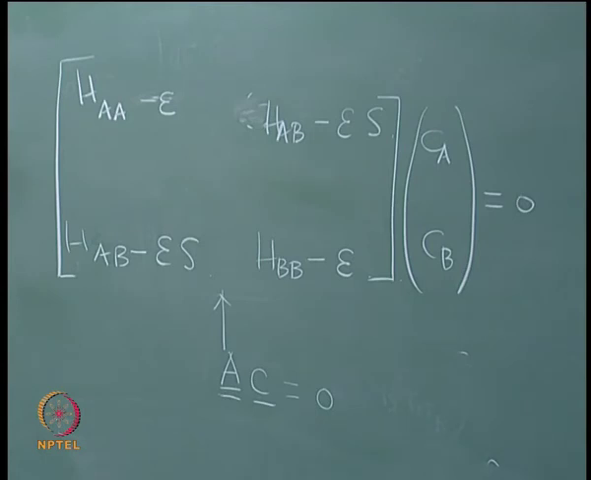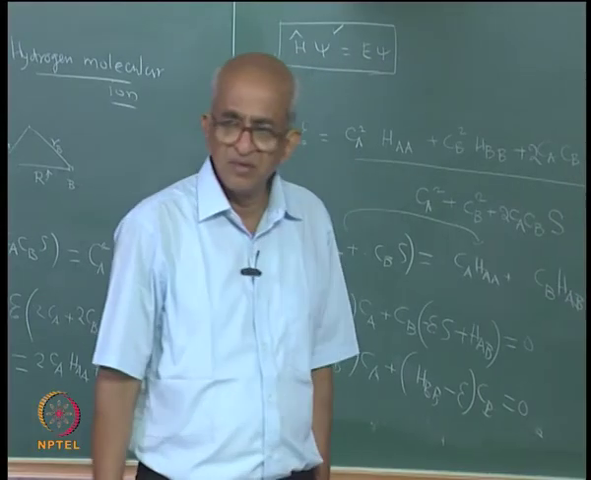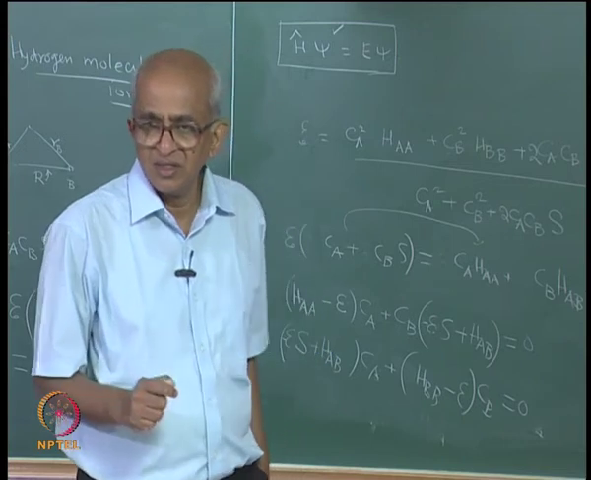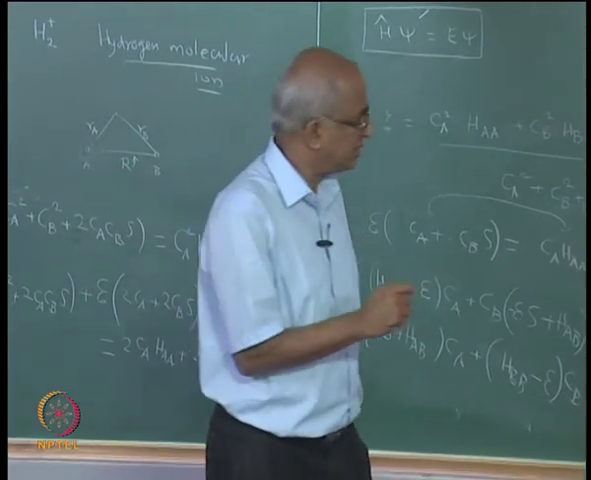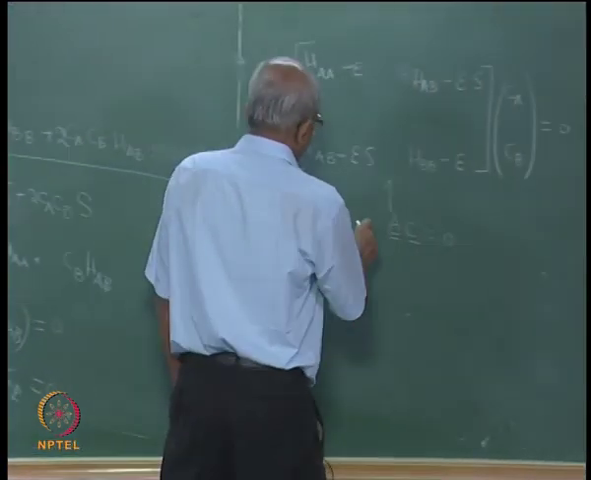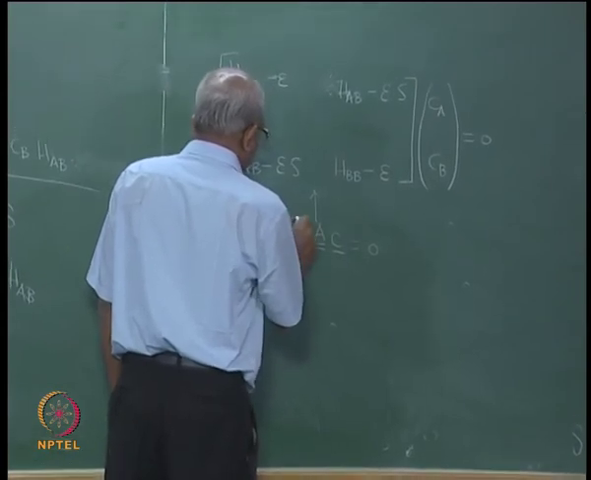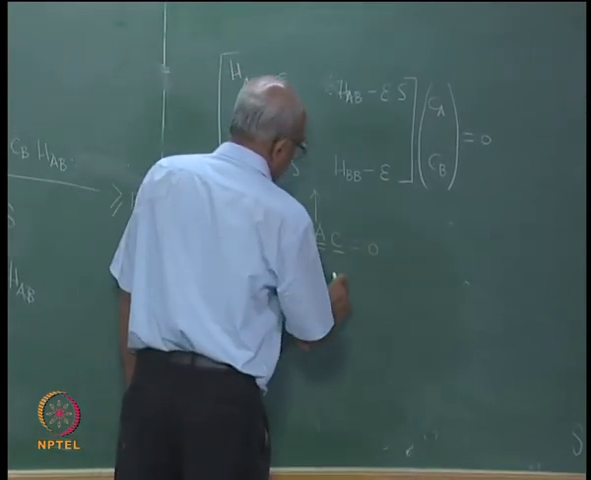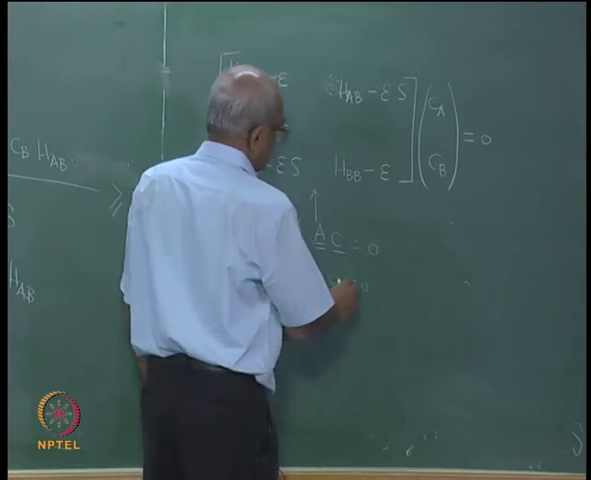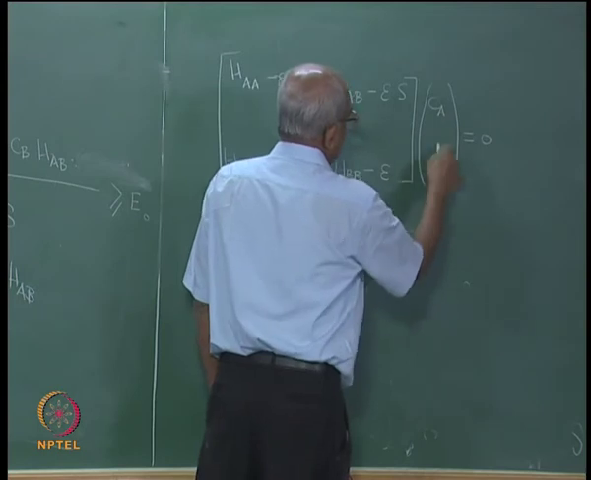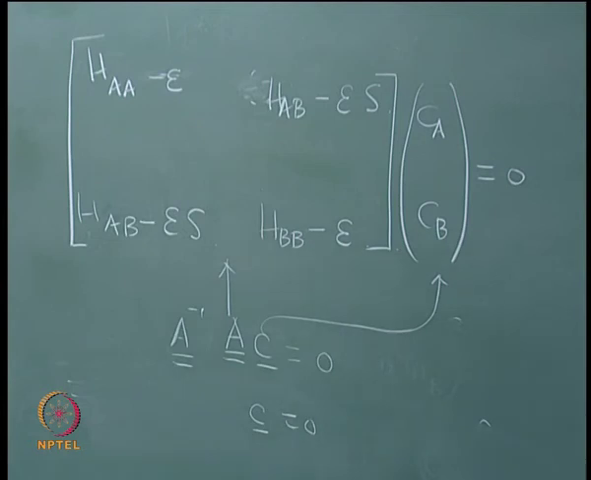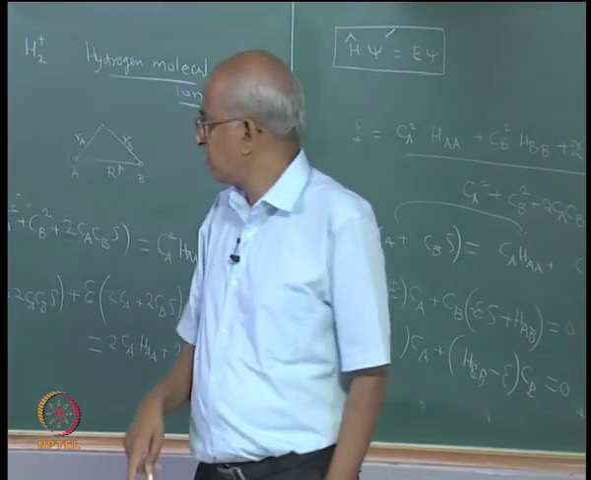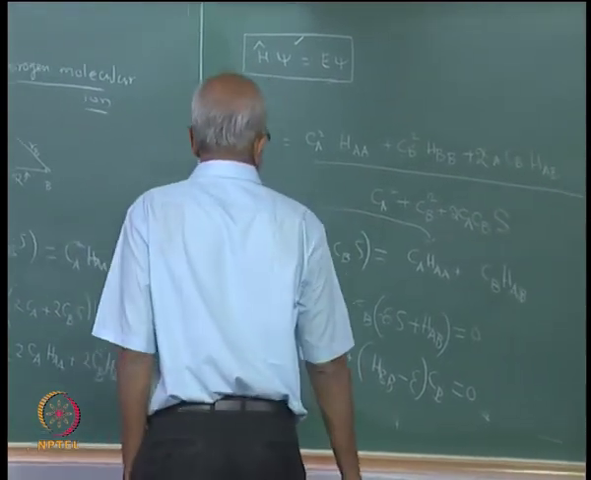Now, suppose this matrix A is such that it has an inverse. Then what will happen? You will multiply by A inverse from both sides, and you will find C is equal to 0. But what is C? C is nothing but CA and CB. So if C is equal to 0, that actually means CA is 0 as well as CB is equal to 0.